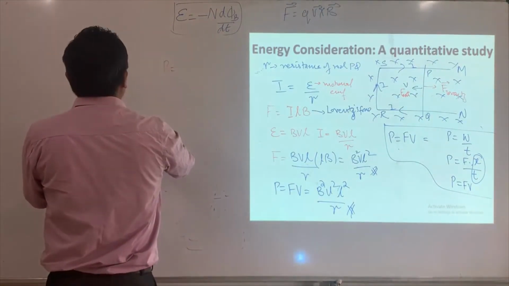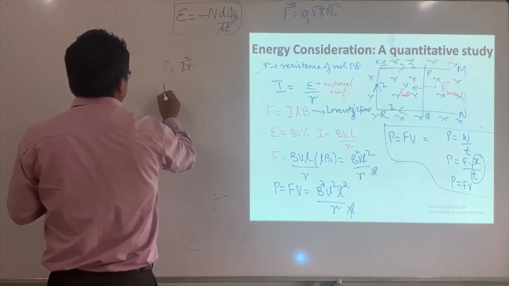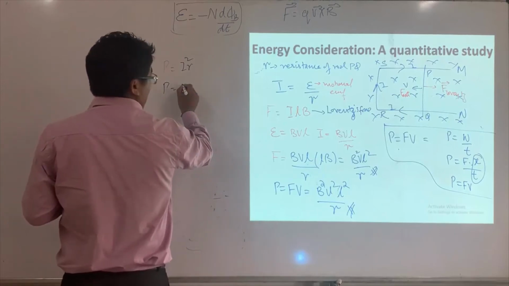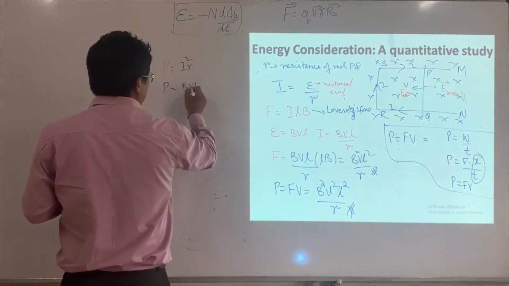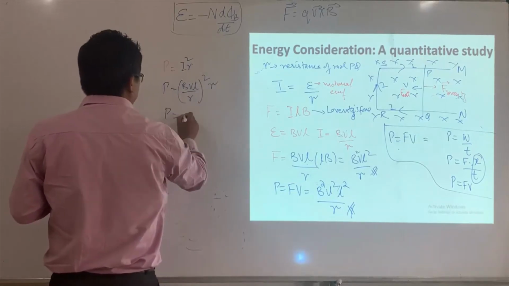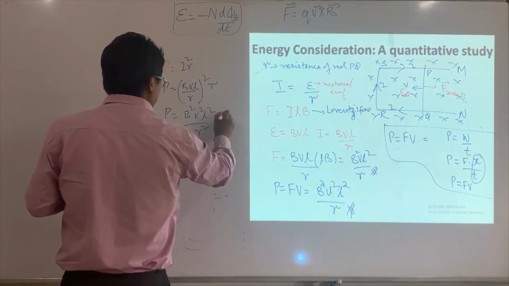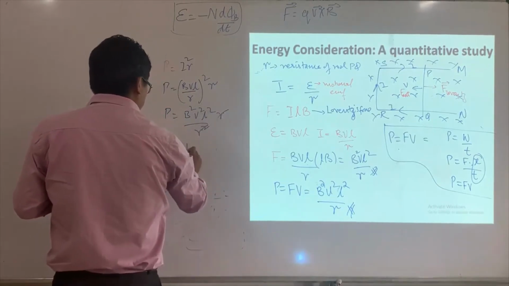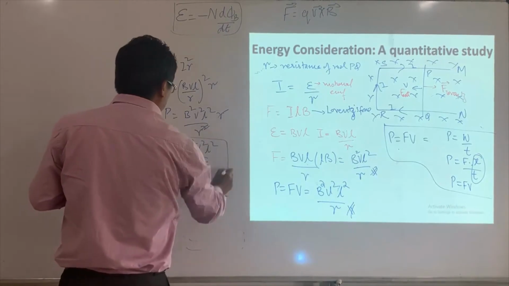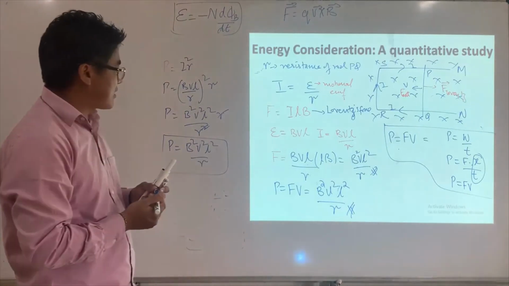Power is equal to I squared R, right? So what is I? I is equal to BVL by R, whole squared, times R, and this is equal to B squared V squared L squared R squared by R, R cancels out. This is power. So we can do it both ways, right? Mechanically, and electrically I can prove this.